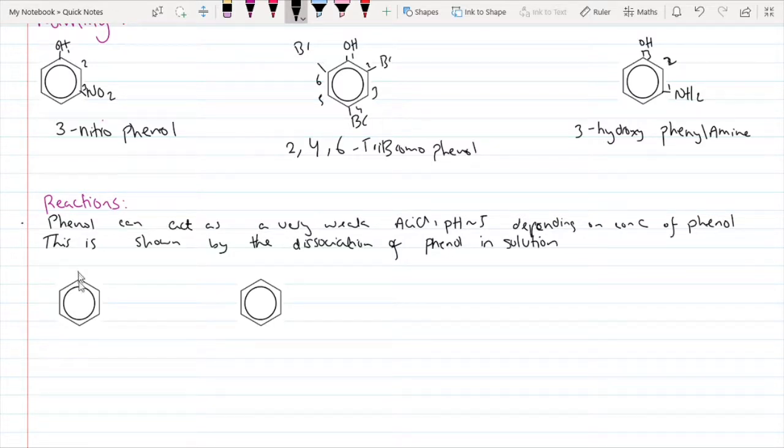So if I have a phenol over here, and this would dissociate in solution to form this ion over here, O minus, plus a proton, H plus. So the hydrogen in this hydroxyl group is our acidic proton, and it's released at the end as an H plus ion. Now this ion over here is actually called a phenoxide ion.